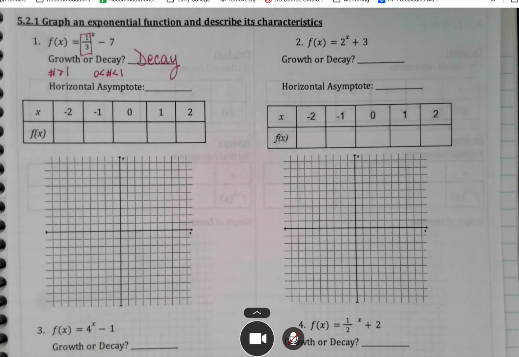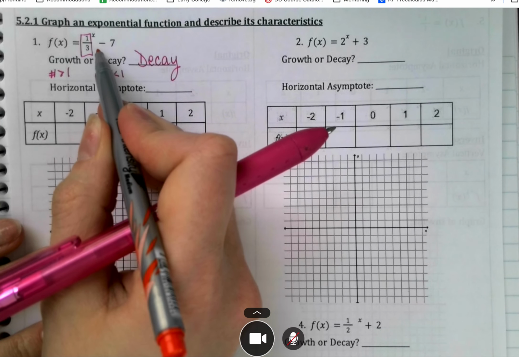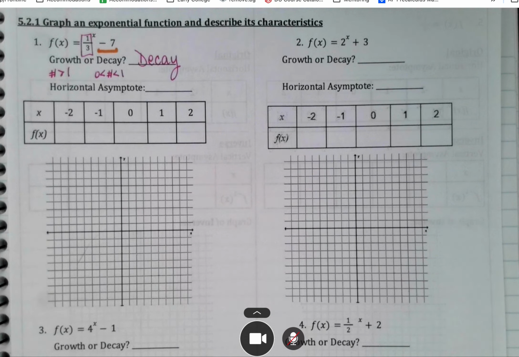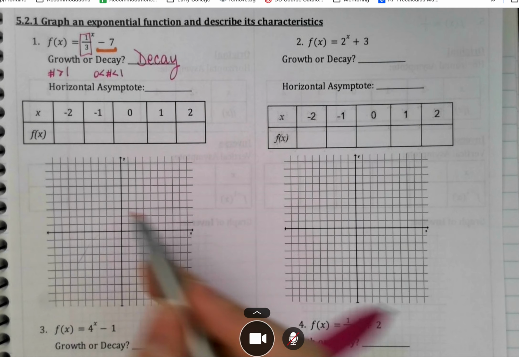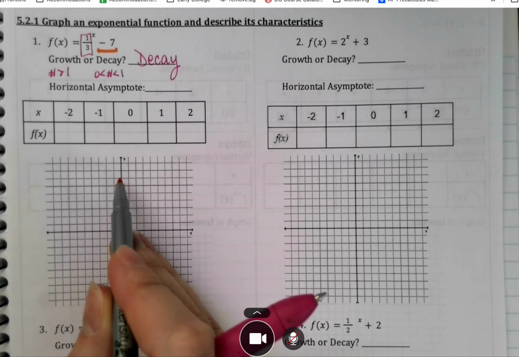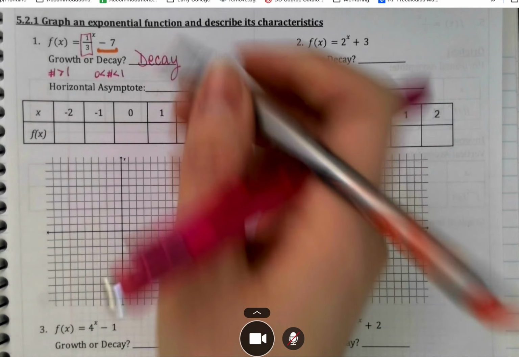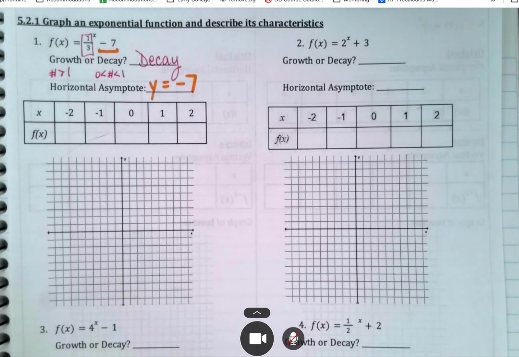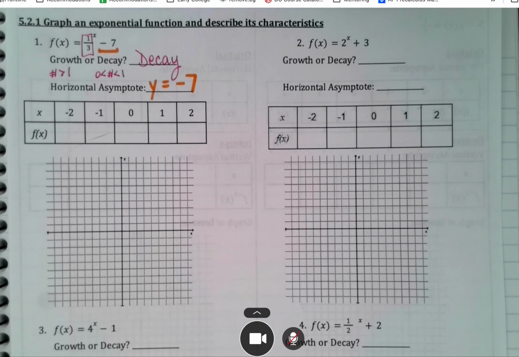Our horizontal asymptote is going to be at -7. So the number on the outside of everything, either being added or subtracted on, is our horizontal asymptote. Since it is horizontal, horizontal goes left and right. It'll cross the y-axis at -7. So we are going to write it as an equation, y equals -7.